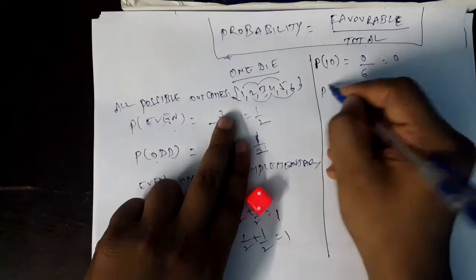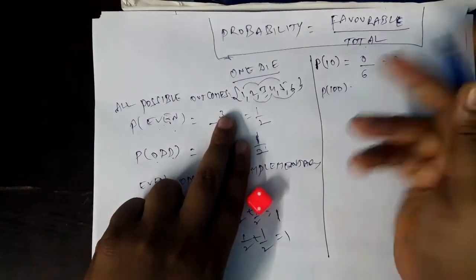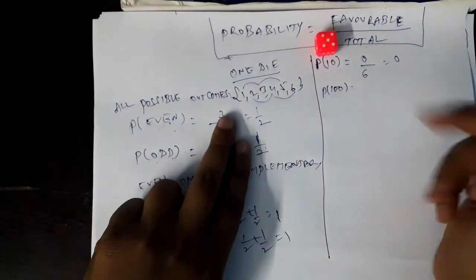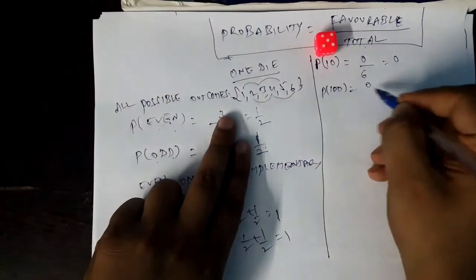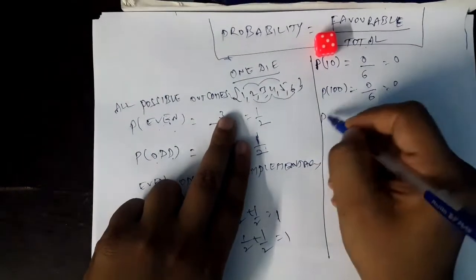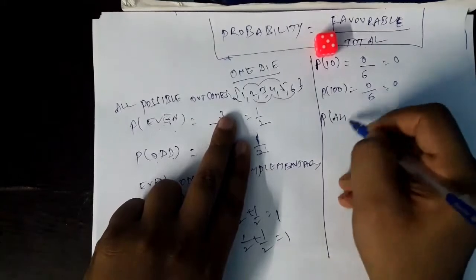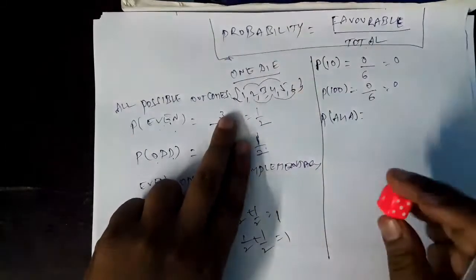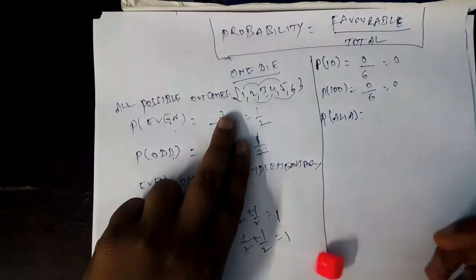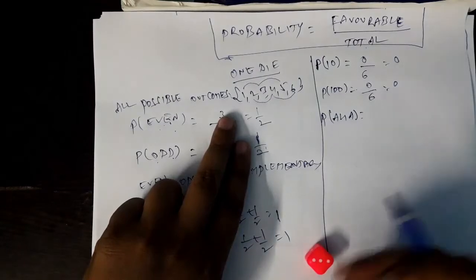Tell me, what is the probability of getting 100? When you throw this single die, is it possible to get 100 here? No, not possible. So 0 by 6, that is 0. Same next question. What is the probability of getting Alia? What have you done? You have thrown one die. So what maximum you can get?